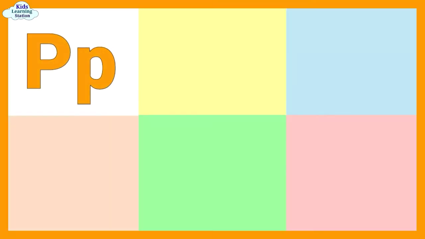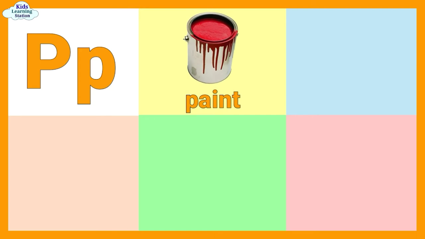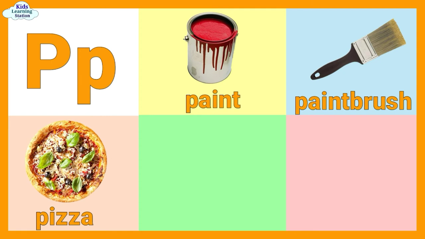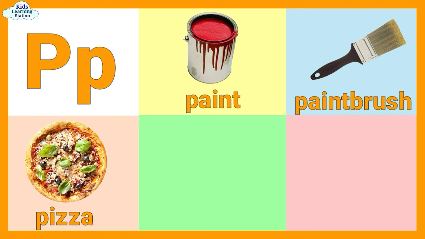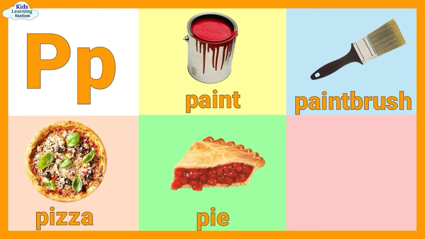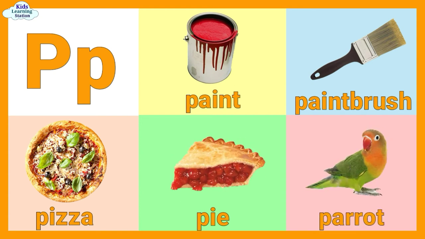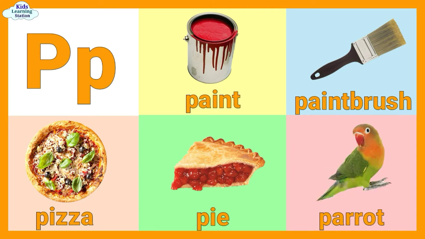P is for paint, paint. Paintbrush, paintbrush. Pizza, pizza. Pie, pie. Parrot, parrot.